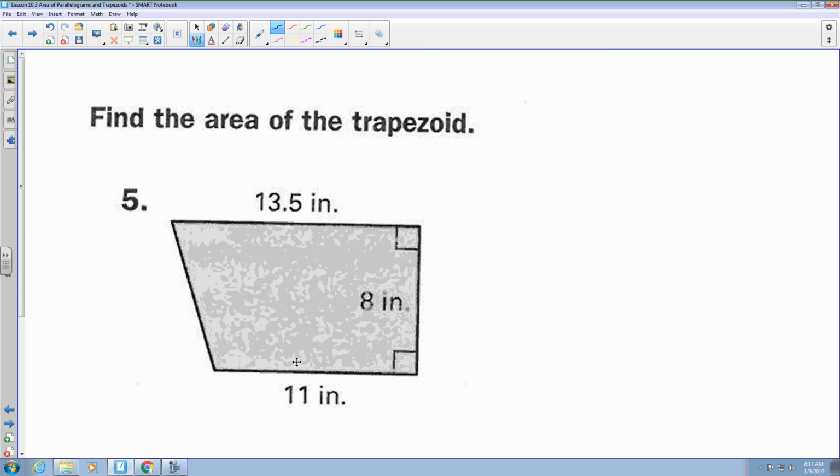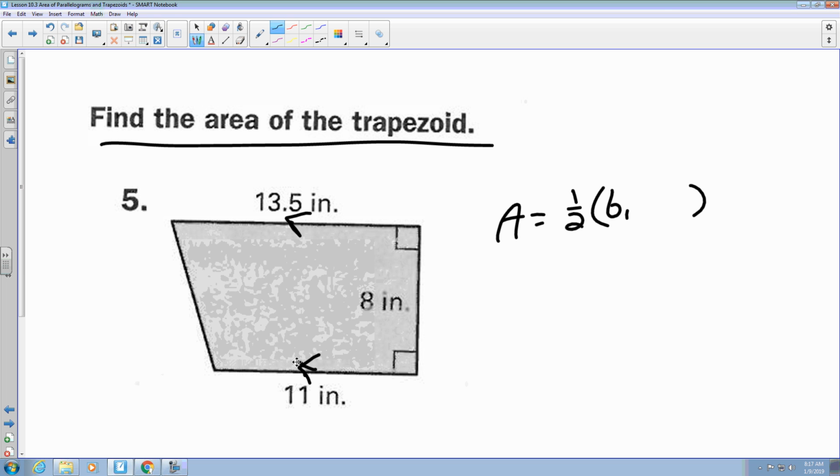Here it says find the area of the trapezoid. So we have the one set of parallel lines, which is denoted here and here. All right, this one is kind of nice because we have a 90-degree angle side, so we can go from there. So again, area is equal to 1/2 times the sum of the two bases, base 1 and base 2, multiplied by the height. So here it's going to be 1/2 times the sum of the two bases, which is 13.5 plus 11, and the height in this case is 8.